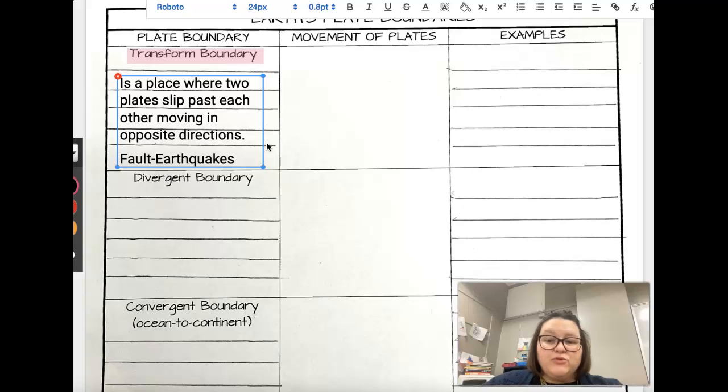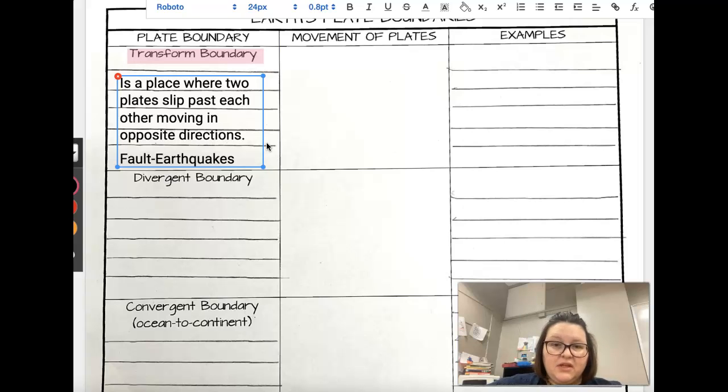Now, this is what usually happens at transform boundaries. I'm not saying that you don't get an earthquake in other boundaries, because you do, but this is what a transform boundary is famous for. When these plates slip past each other, you tend to have an earthquake, okay? That's just how it works.